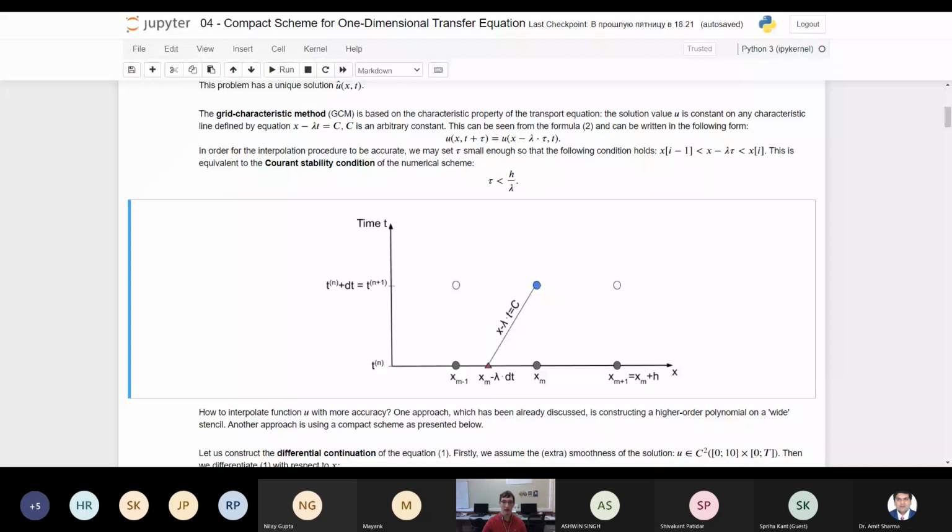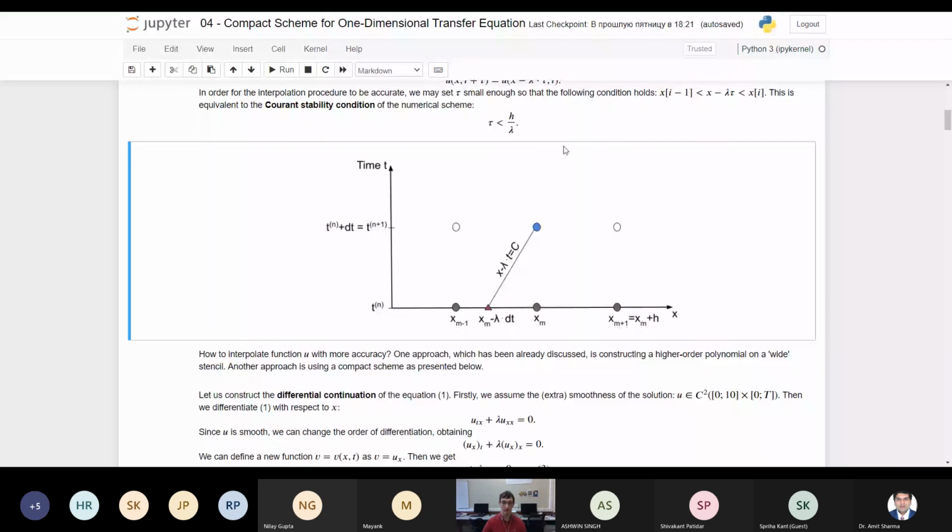The question now is how to improve the accuracy of this scheme. The simplest way is to interpolate this value in this triangle position using linear interpolation. However, its accuracy is not very good, which can be seen in numerical calculations. So we are trying to improve the accuracy by interpolating this value with a higher order polynomial.